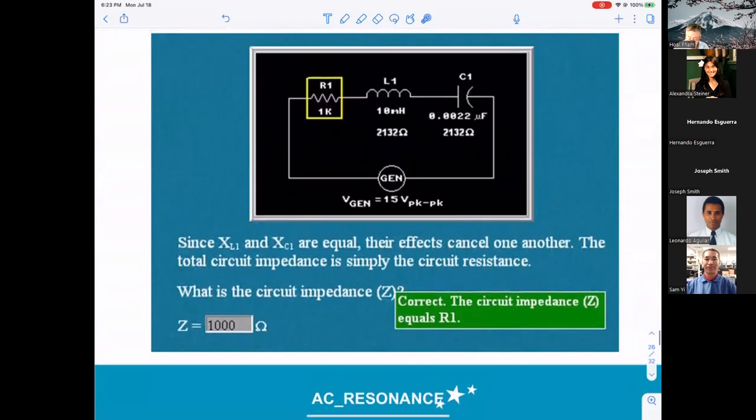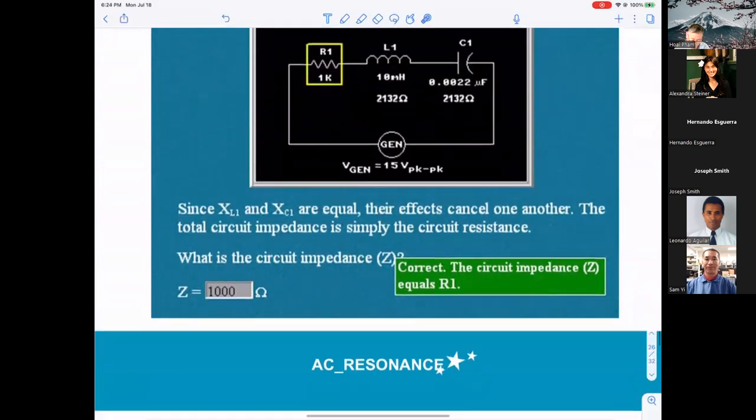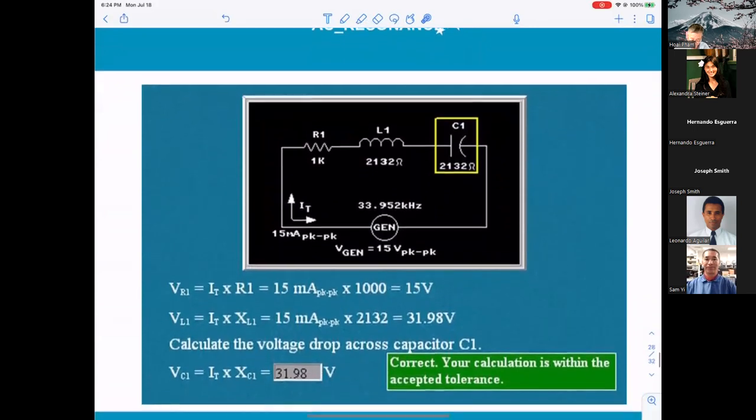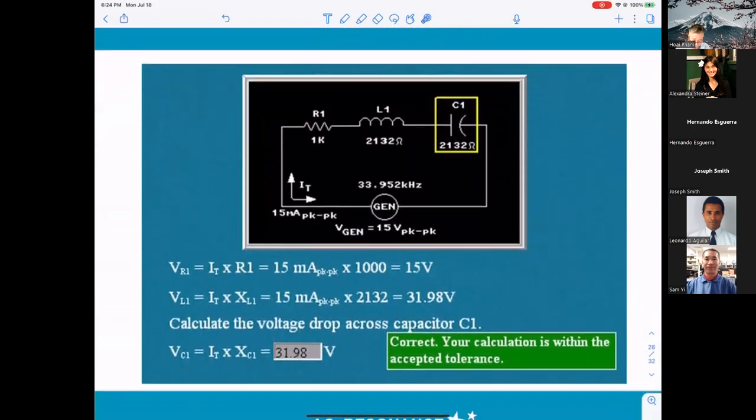If you have a question, let me know, okay? Otherwise, we keep moving. Everything is already given to you. At resonance, the total circuit current, I total, can be determined from the applied voltage and the total circuit resistance. So now the resistance is only 1,000 ohm, the maximum current will be 15 milliamp. And they want to calculate VR1, the voltage across R1, the voltage across L1, and the voltage across C1. And that's what you get, okay?